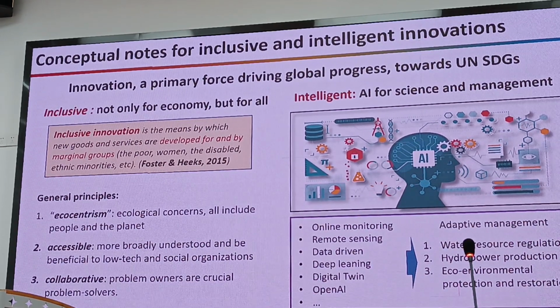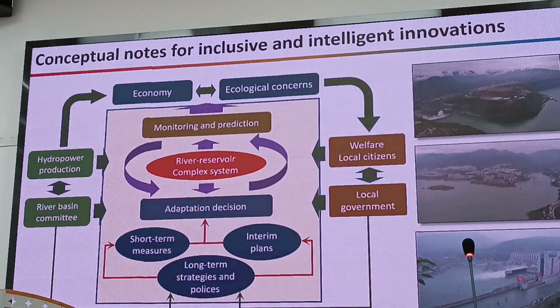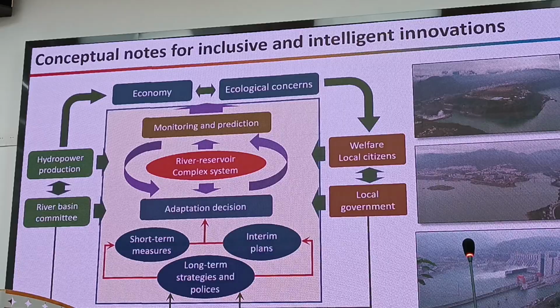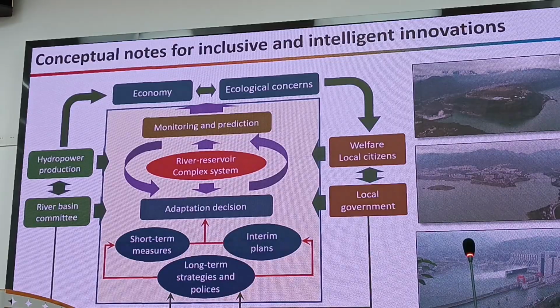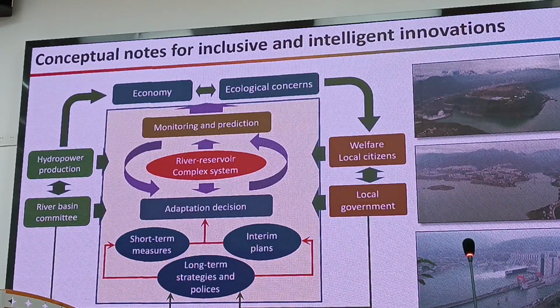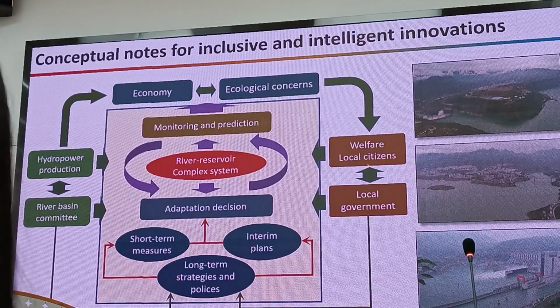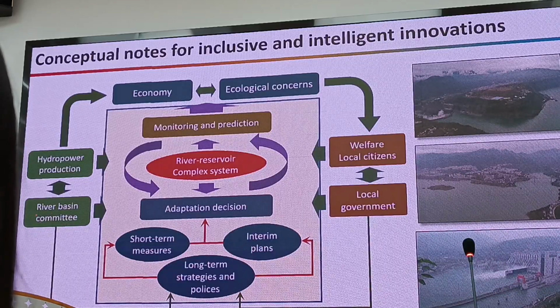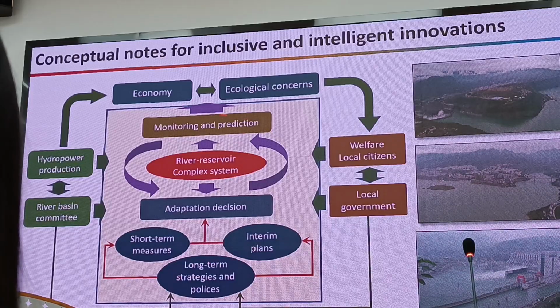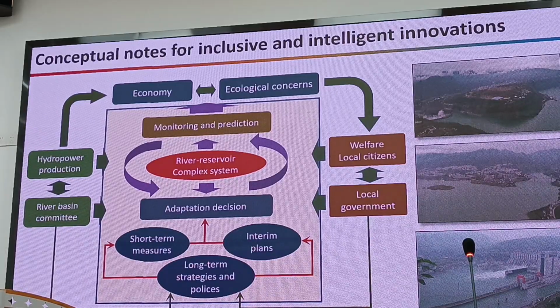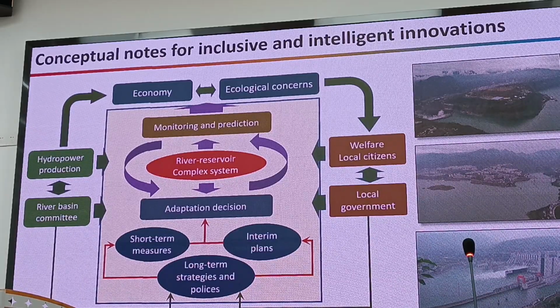So inclusive and intelligent innovation may be our next approach to solve the trade-offs and synergies between different stakeholders and ecosystem concerns. Here is a general big map: hydropower production goes for economic growth, and ecological concerns need to provide services for the welfare of local citizens, local governments and the river basin community. Monitoring and prediction are very important for us to know what the river and reservoir complex system will be, and to make adaptive decisions.